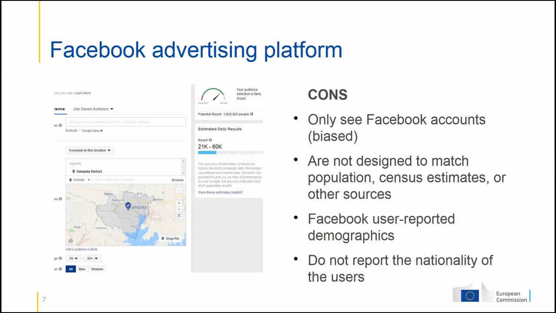There are, of course, cons in this data. We are not actually seeing real populations here, but we are seeing Facebook accounts, or at least estimates of Facebook activity provided by this platform, meaning that what you get is the target audience in terms of monthly active users estimates. How many users have been active on the Facebook applications and services based on the characteristics of the users that we want to know. Therefore, they are not designed to match population census estimates or their sources. So we need to take this into account and each time contextualize the use of this data for the scope that we want to deal with.